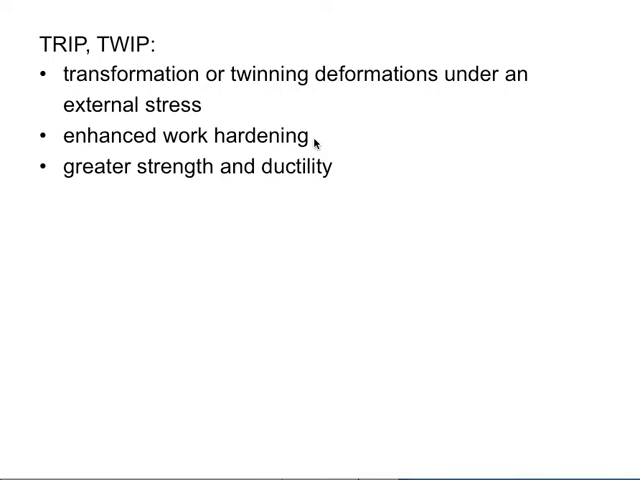So in conclusion, that particular problem is solved. TRIP and TWIP steels, basically either you have a phase transformation or twinning under the influence of an external stress, and both of those by different mechanisms enhance the work hardening rate, and therefore we get both strength and ductility. Now there are some remaining problems.